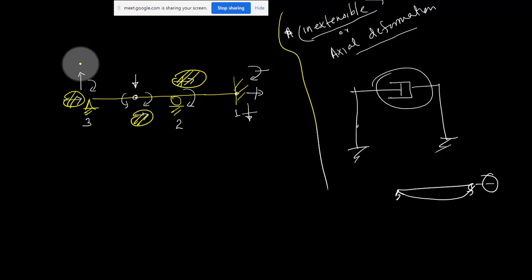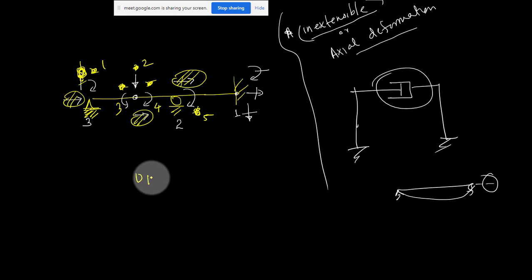So what is remaining? 1, 2, 3, 4, 5, 6. Okay, 1 and 2 are already not possible. What is the mistake I have done? This point is already not there, no? Correct, so this degree of freedom is not there. It is a hinge, correct? So 1, 2, 3, 4, 5. Is it clear? Degrees of freedom is 5.